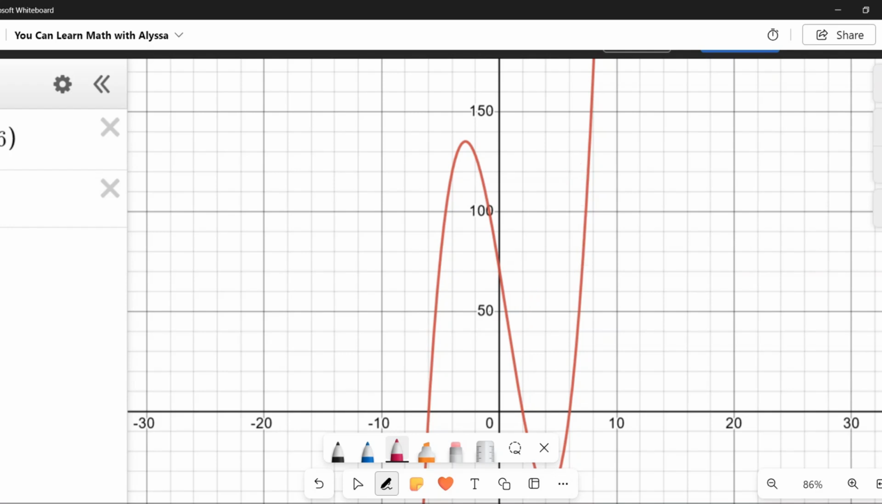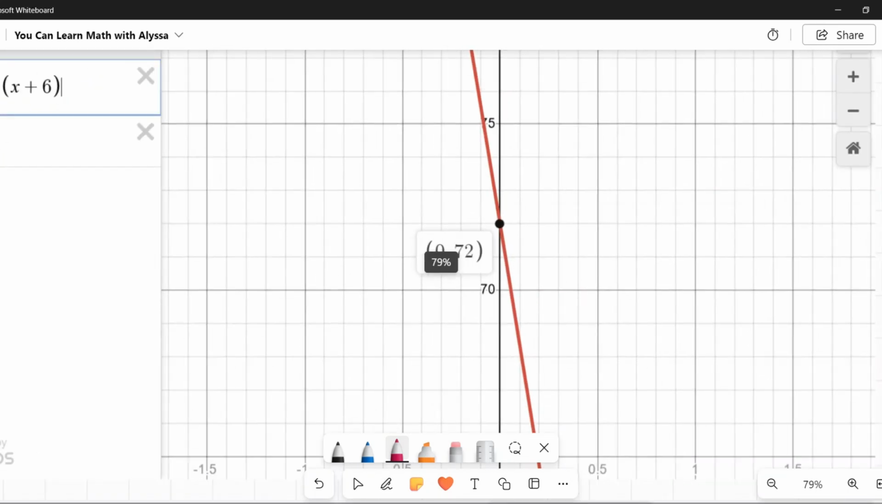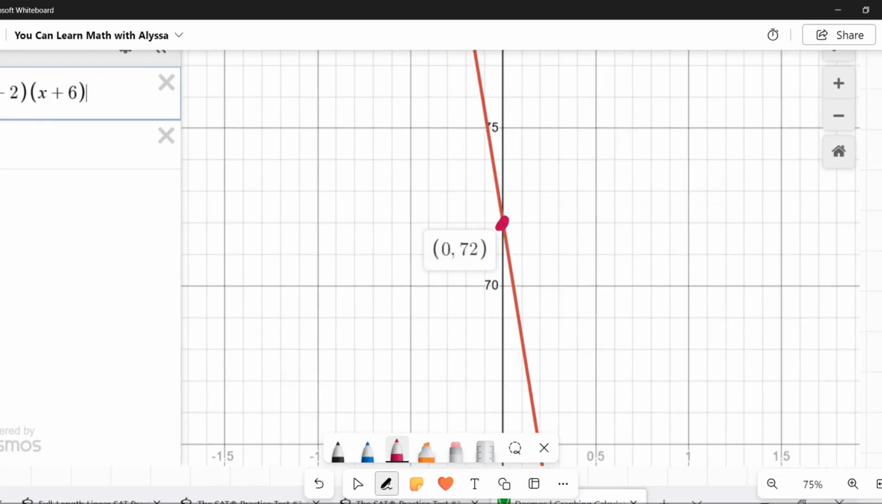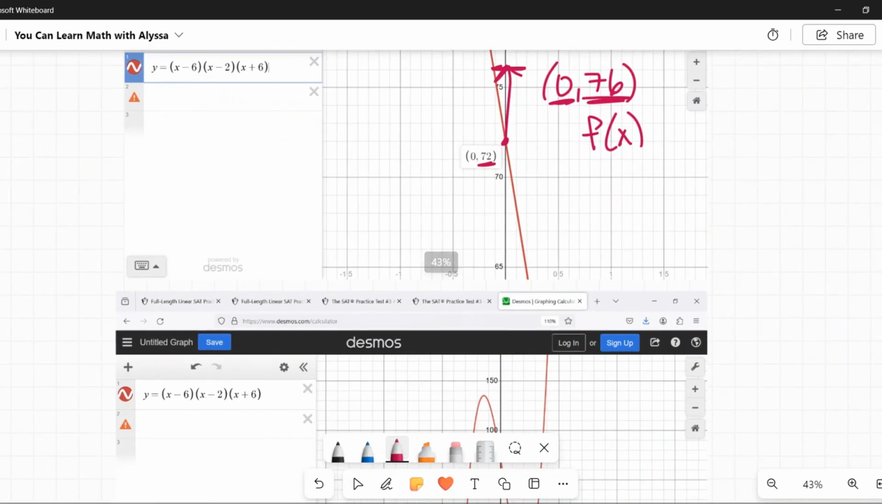So g of 0 is if I put in 0 for x, what is my value there? So let's zoom in, and I took a second screenshot of when I really zoomed in, and I got this, that when x is 0 in my original f of x, the result is 72. And again, g of x, every point goes up by 4. So if this were to go up by 4, I would be at 76, and that 76 is what we want. The output. If I plug 0 in for x, what do I get? I get 76. So you can do this either way.